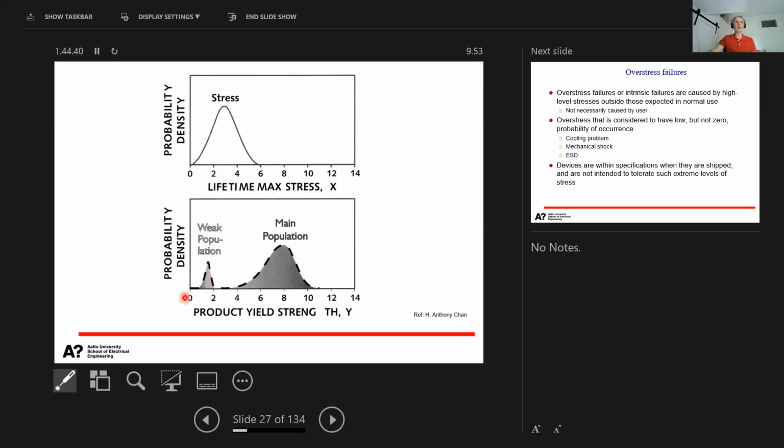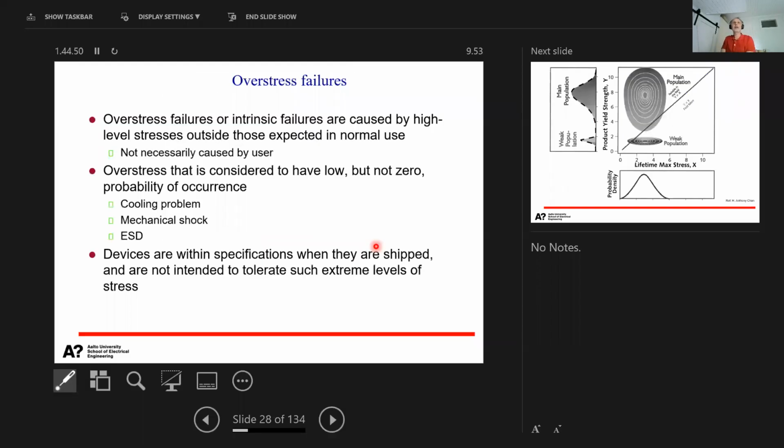So infant mortality, the decreasing failure rate, is the first part of the bathtub curve. Then we have the so-called random failures or overstress failures. This is the center part of the bathtub curve, and the level is defined by the acceptable failure levels. So again, if we come back to the question in the beginning of the lecture, what is the acceptable failure level for an airbag?